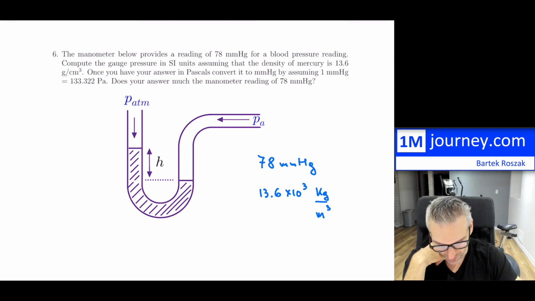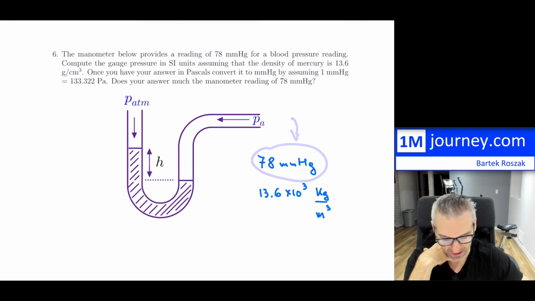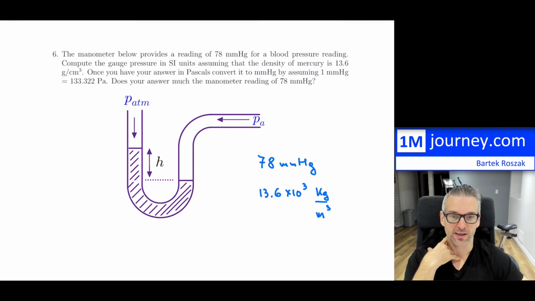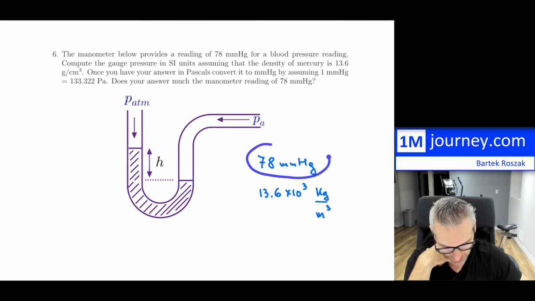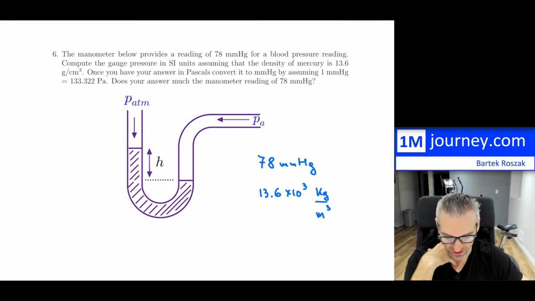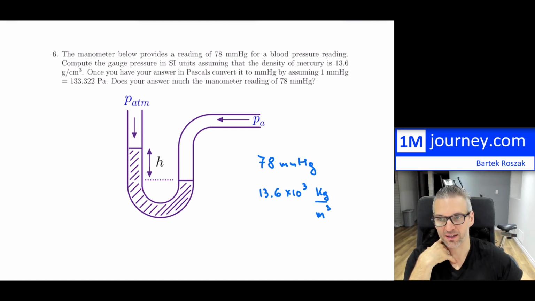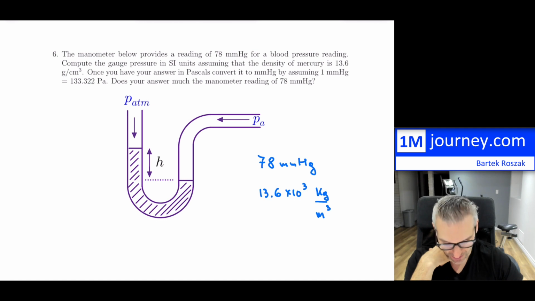Well, first of all, if we know that the manometer reads this, we already know what the gauge pressure is. If you're really clever, you don't have to go through quite so much. You can just convert this back into pascals, and then you'll know exactly what that is. But the point of this exercise is to see how well you understand these manometers and pressure readings.